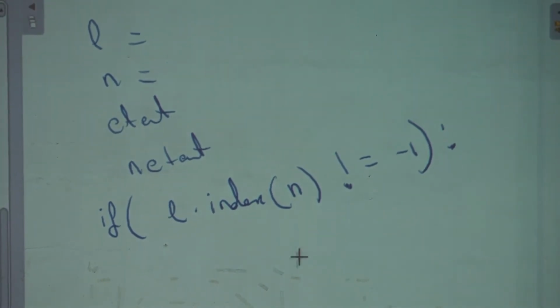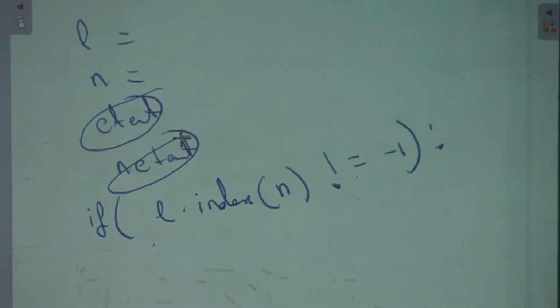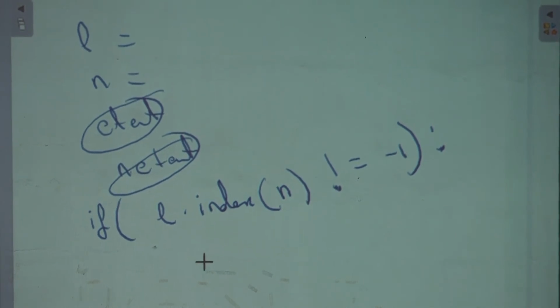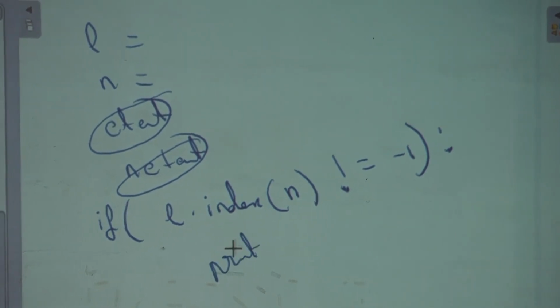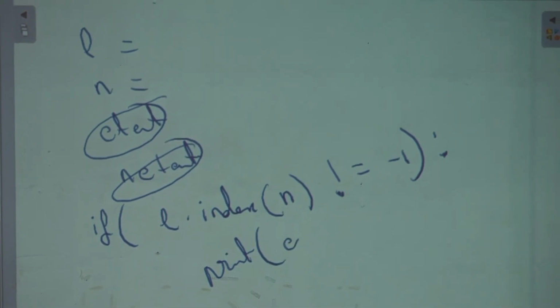So if the value is there in the list, which format string should I use? This one or this one? Which one should I use? The eText, right? Existing text. For that there is a way to write, and for anyText there is another way to write for not existing. So if L dot index n not equal to -1, what should I do? I should use a format string, print eText.